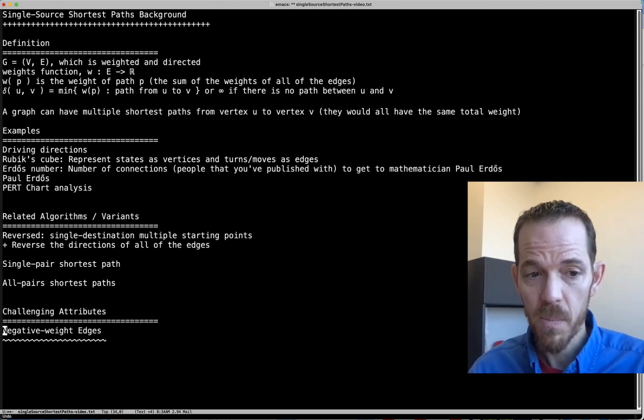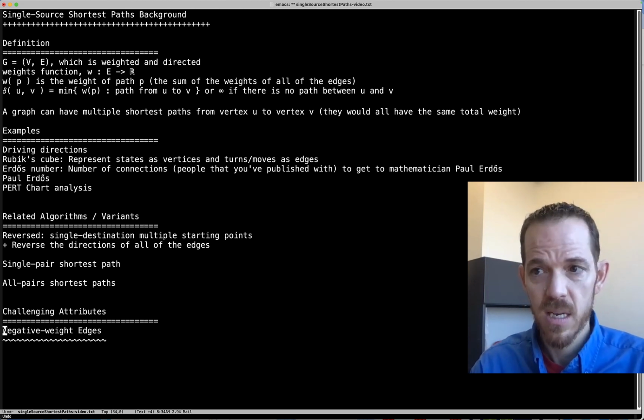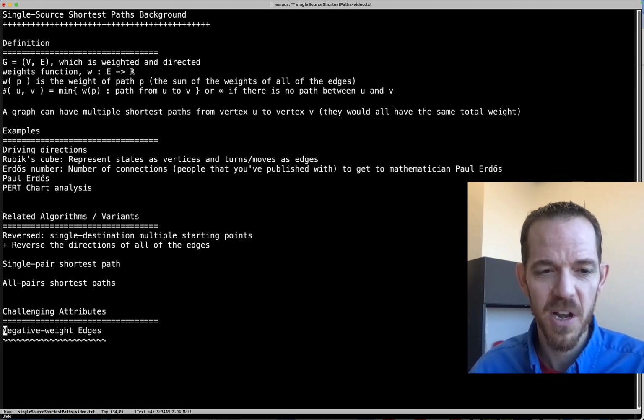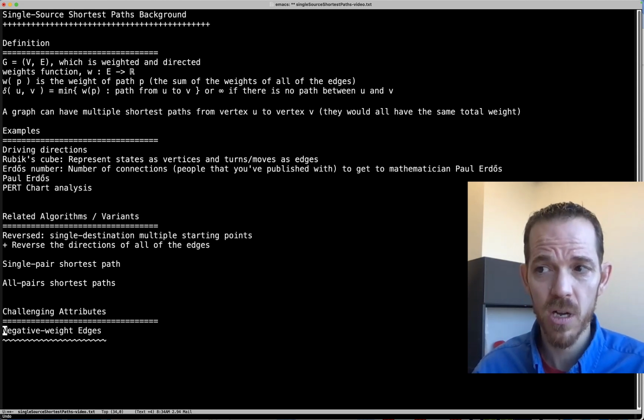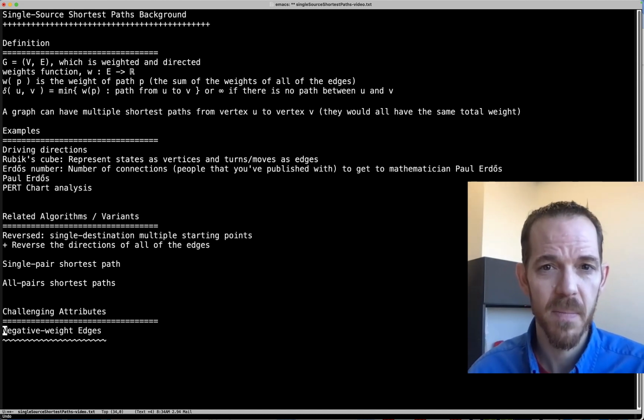Another variant is all pairs shortest paths. And so this is for all pairs of edges U and V. And that's for another video or another chapter. I will say that typically we use Floyd-Warshall algorithm, which is a dynamic programming algorithm.